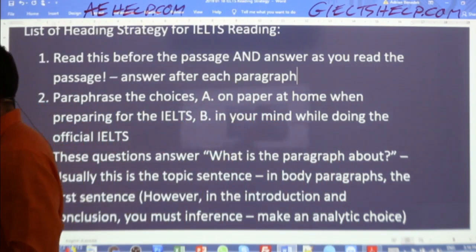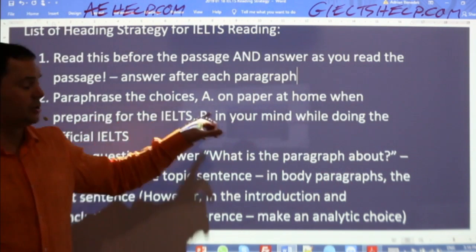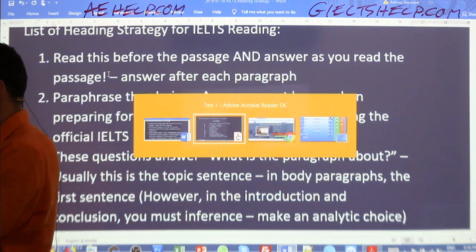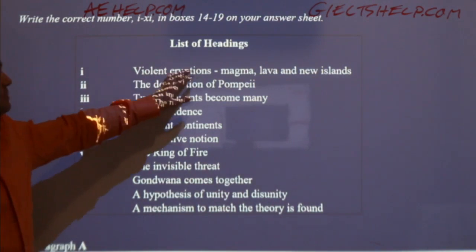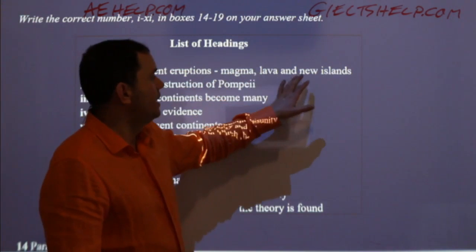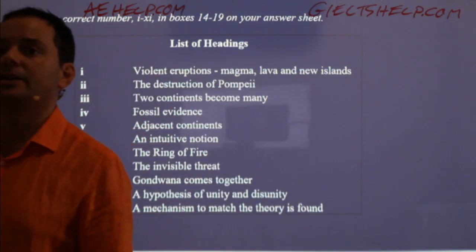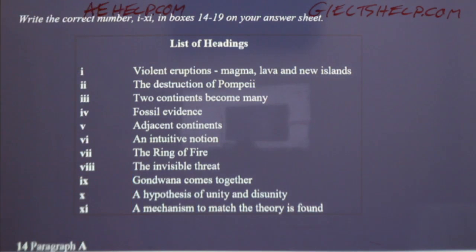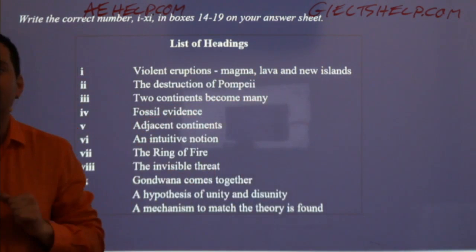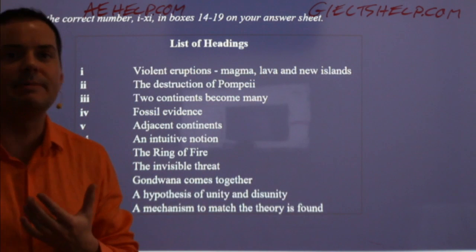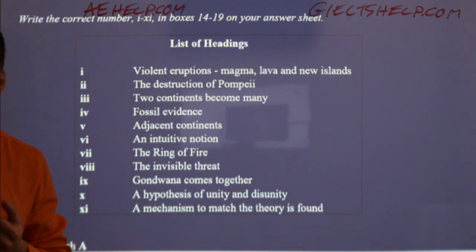Okay, so let's do the paraphrasing the choices first. Okay, let's do a few of these together. So, violent eruptions, magma, lava, and new islands. What's a good way to paraphrase that? Okay, Sahil, let's work on getting you that band 7 instead of the 6.5. Okay, so how can I paraphrase violent eruptions, magma, lava, and new islands? What is that describing?